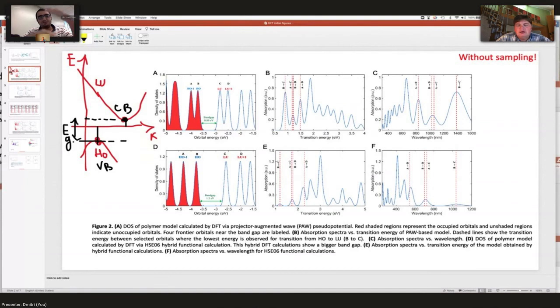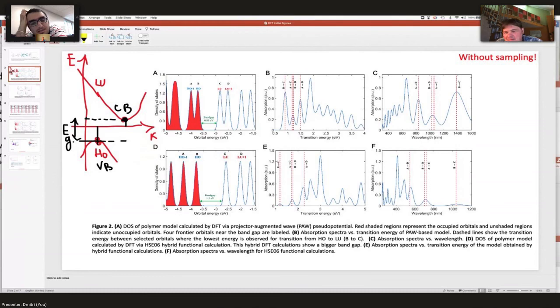Wait, Amir, I'm a little reserved, a little skeptical about the average gap. We were discussing this last time. I can be wrong, but if you have sampling along a trajectory, I would take the lowest possible gap along the trajectory and report it. You mean the gap that we obtain from different key points? No.